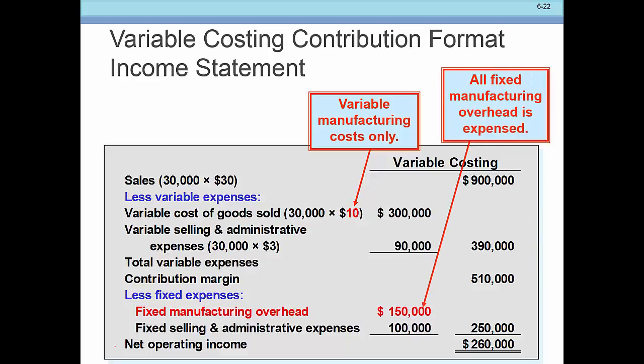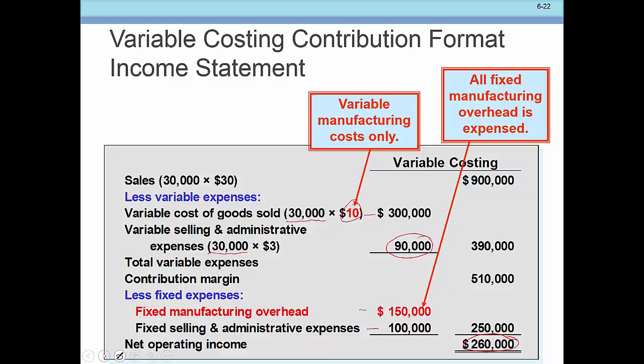We sit here and we have our variable costing statement now. 30,000 times the $10 variable cost per unit gives me my variable cost of goods sold. Then I take my variable administrative, which is 90,000. I take all of my fixed manufacturing overhead, and that gives me 260,000 of my operating income, right?